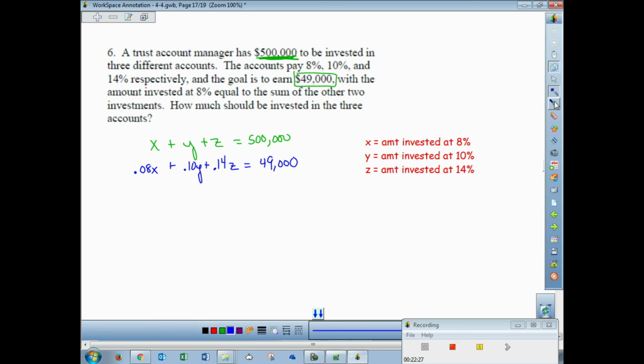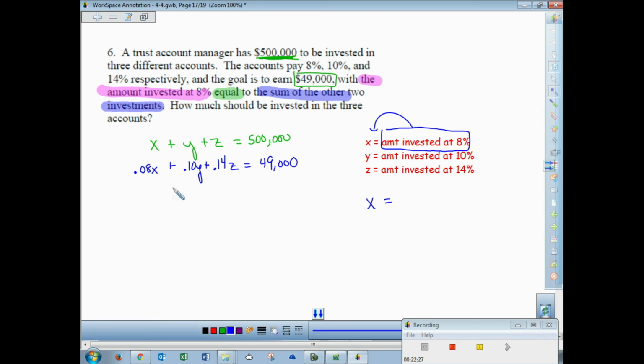And then the third one is where that complicated stuff comes in. If you like to highlight, it's cool. It says with the amount invested at 8%, bling, what a nice word there, equal to the sum of the other 2 investments. So the question is, how much was the amount invested at 8%? I wonder, how much was the amount invested at 8%? That is literally X.